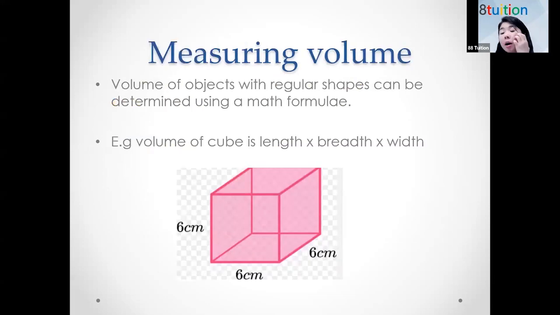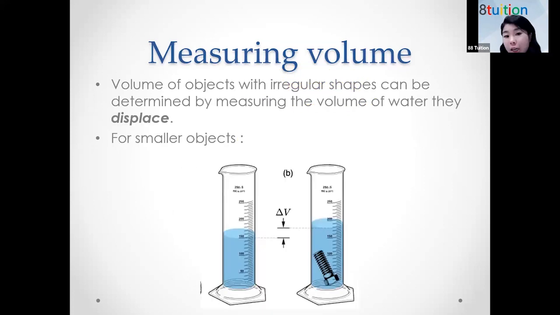In the next slide, we will talk about how to measure volume. For objects with a regular shape, for example, this cube that we see here, to measure its volume, we can use a math formula. We take the length times the breadth times the width. Very easy. 6 times 6 times 6. So please remember, if the object has a regular shape, we can use math to solve the volume. But if it does not have a regular shape, this is how we measure its volume.